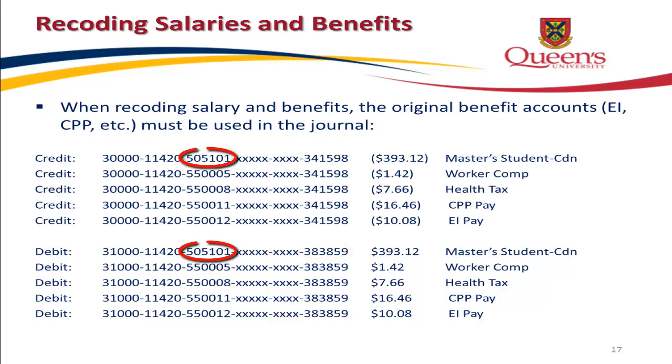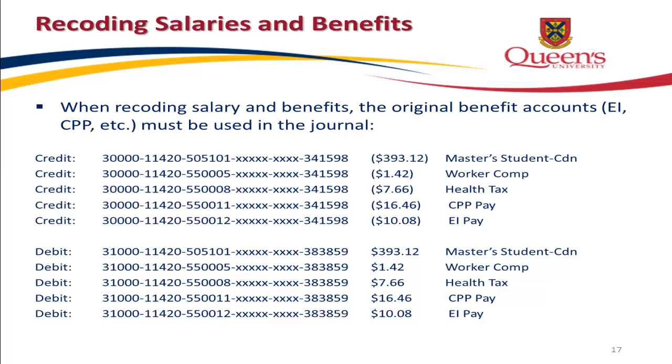You'll notice the same account number is being used on both sides of the journal entry. When recoding the related fringe benefits, the original benefit accounts must be used. In this example, $1.42 is being recoded to Project 383859 using original benefit account 550005, Workers' Compensation. You may be asking why the Workers' Compensation account must be used when all benefits will be allocated to account 550031, Master Student Canadian Benefits.